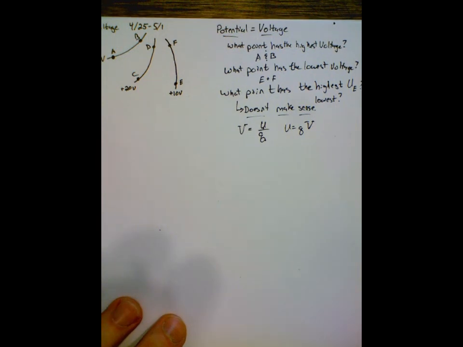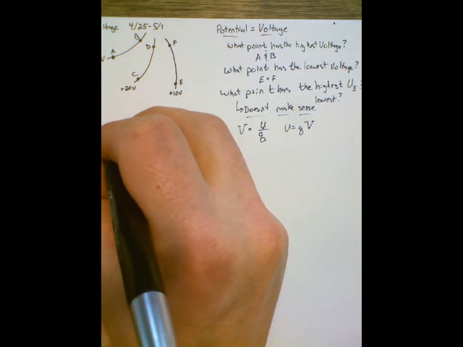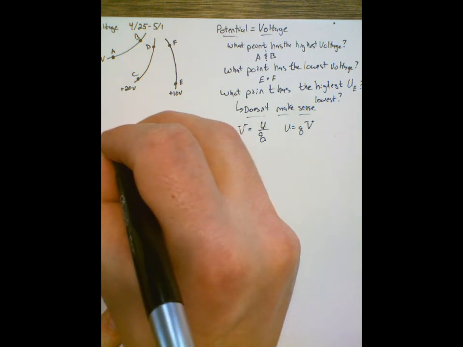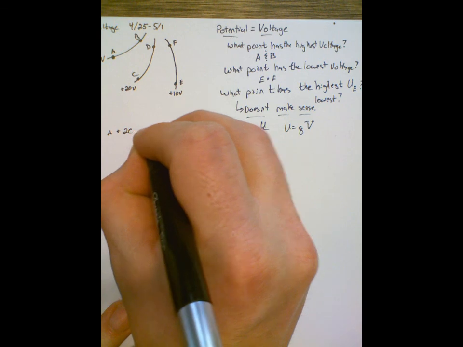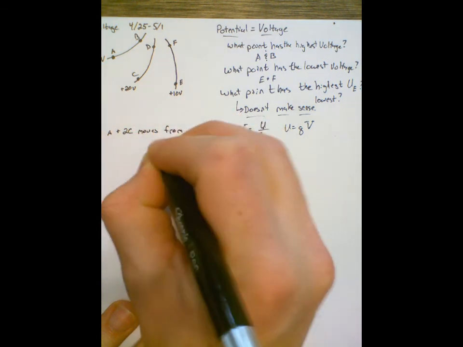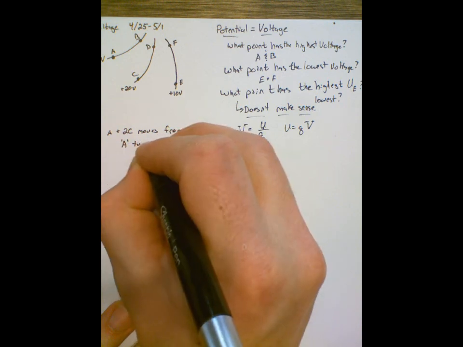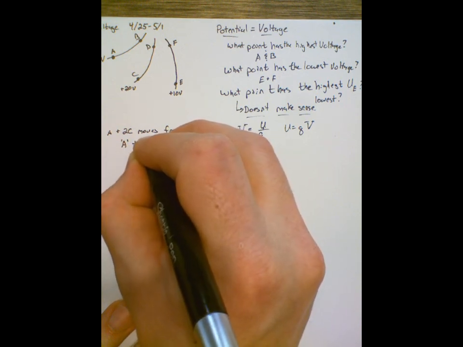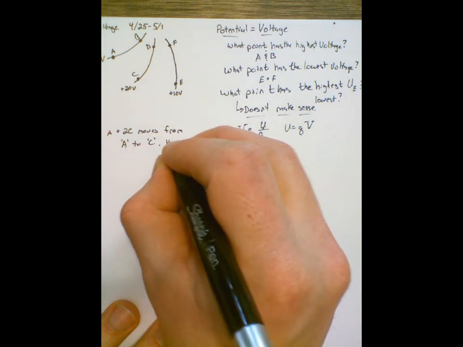All right, let's try another one. A positive 2 coulomb charge moved from point A to point C. How does its energy change?